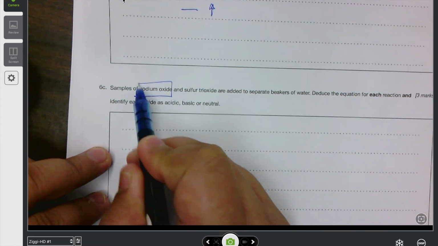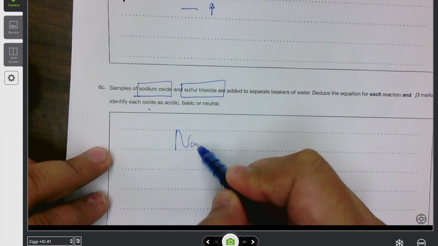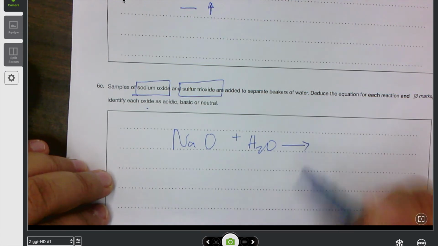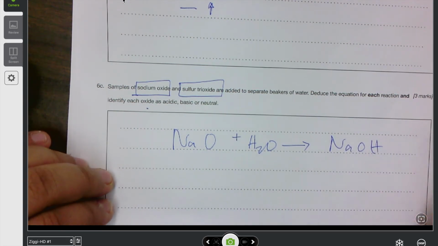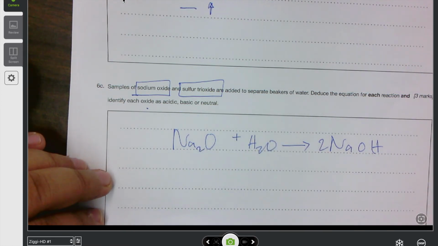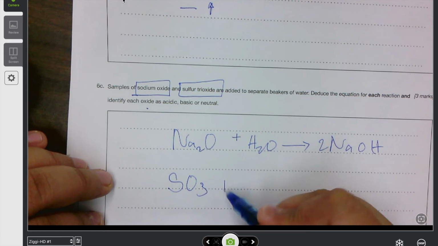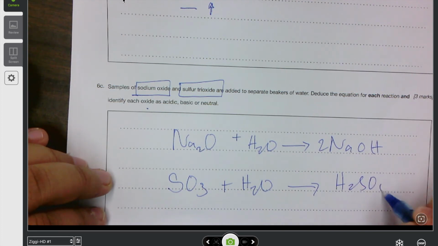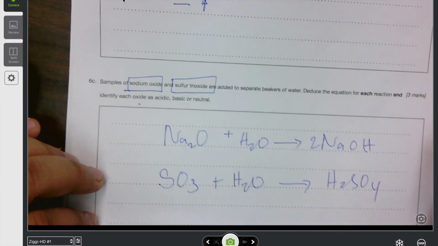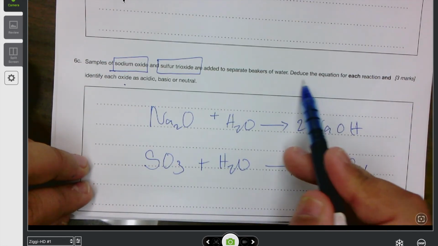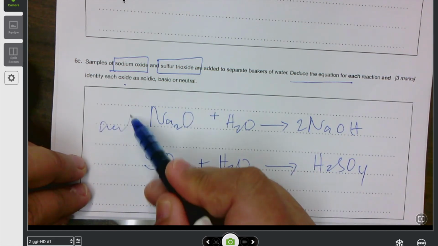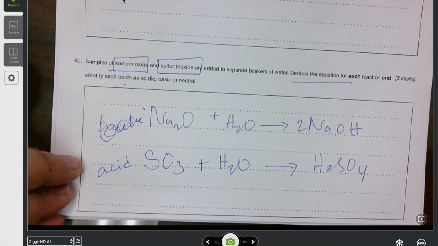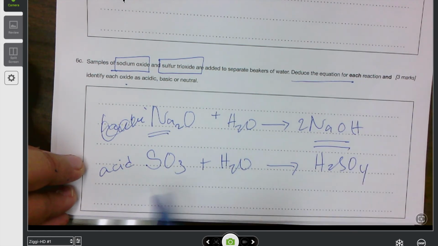Sodium oxide in water produces NaOH. Balance the equation, please. How is it balanced? Sulfur trioxide in water gives sulfuric acid. That's balanced already. Okay. Deduce the equation and state whether it is acidic. Oh, this is basic and sulfur is acidic. Somebody switched this. Metal oxide forms a basic solution.